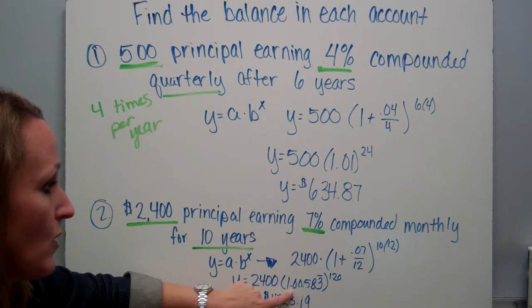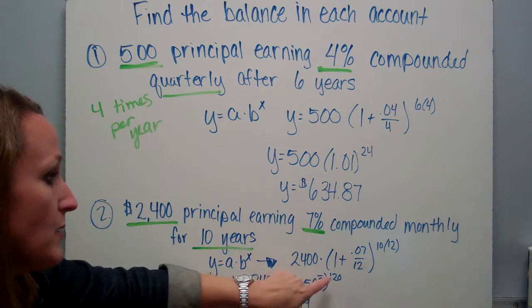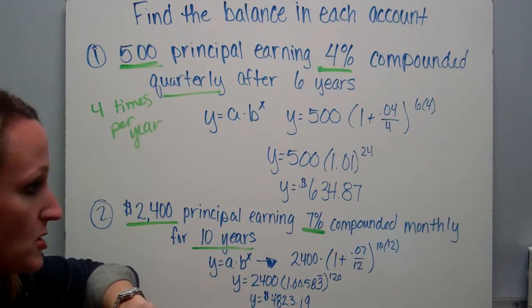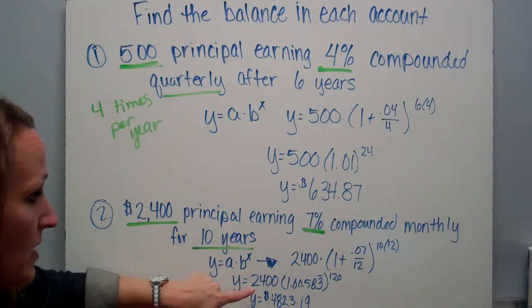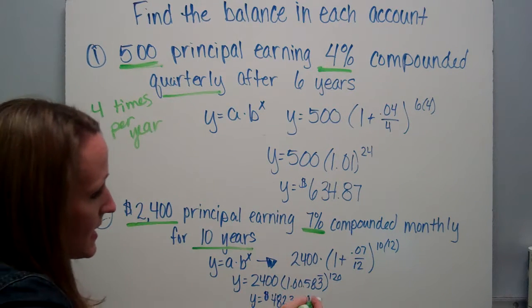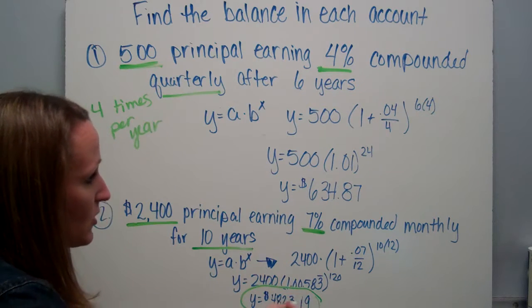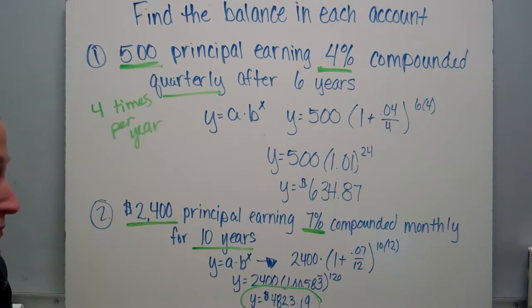So now 1.00583 repeating, you raise it up to the 120th power, multiply it times 2400, and this is the amount of money you're going to earn when you solve this problem. And again, you're adding it back to that.